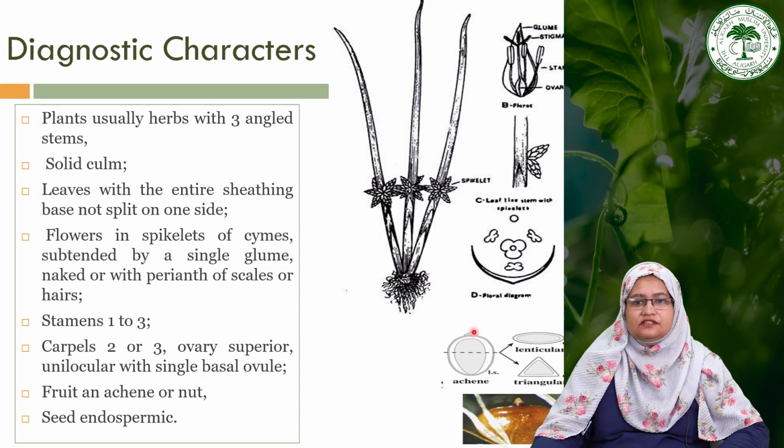As you can see here, this is the fruit, and the fruit is an achene or nut as you can see from this particular image, and the seed is endospermic. So you can see all the characteristics.